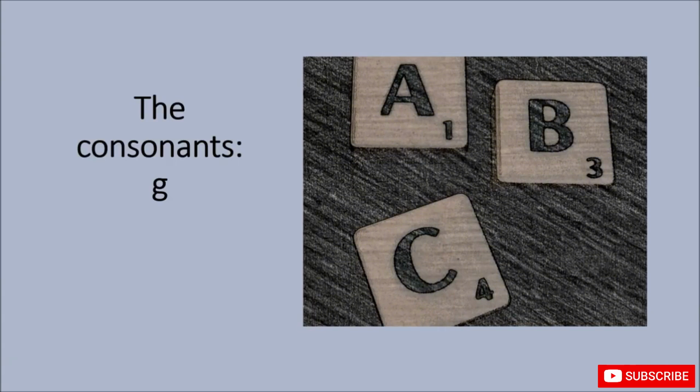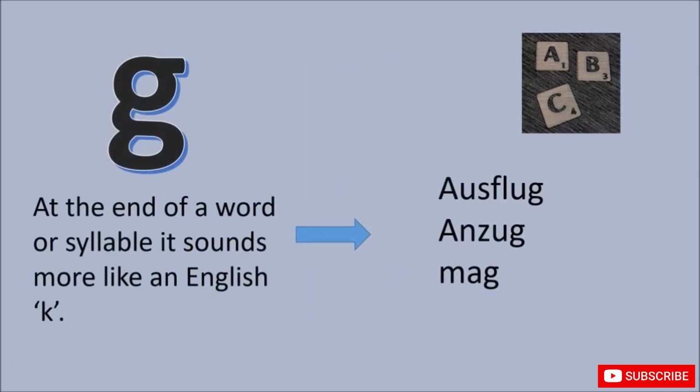This video just covers one of the consonants, the letter G. And similar to what we've already had, if it's at the end of a word or a syllable, it sounds more like an English K. Ausflug, Anzug, Mag. It's not a proper K, it's more in that direction. So it's not Ausflug, Anzug, Mag. It's Ausflug, Anzug, Mag.